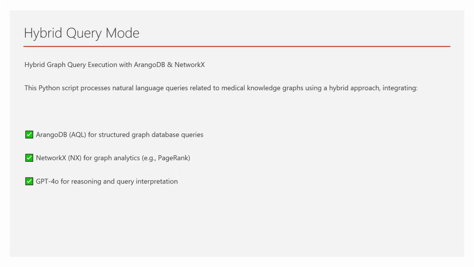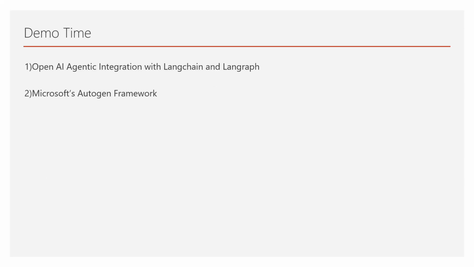So hybrid query mode, what is so special about it? ArangoDB AQL for structured graph database queries, NetworkX for graph analytics, GPT-4 for reasoning and query interpretation. So there is so much nesting in this hybrid itself.